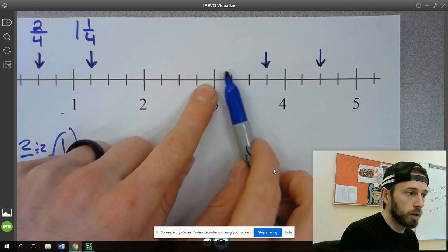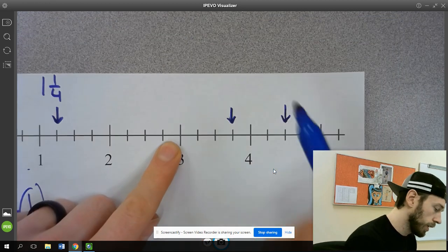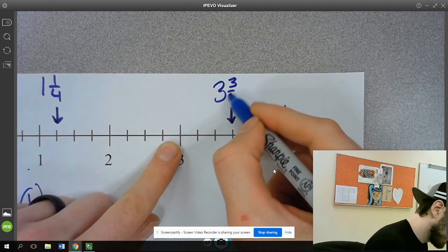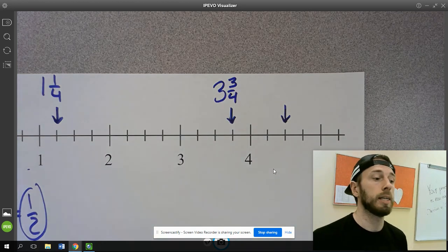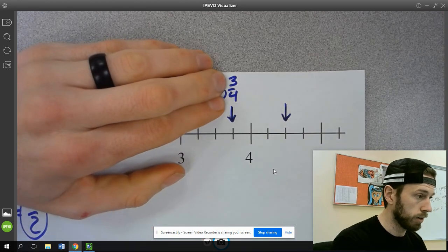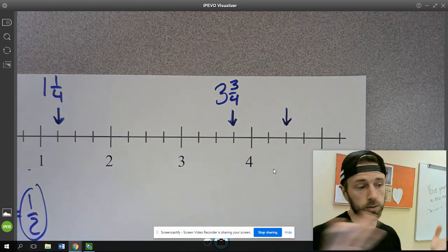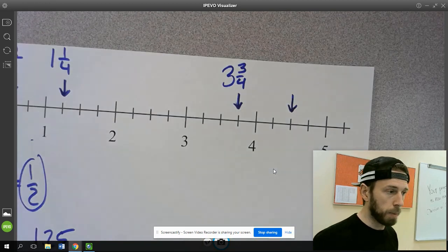3 and these are fourths, so I know it's 3 and 1, 2, 3 fourths. So this one's 3 and 3 fourths. And again, that could be turned into a decimal if you wanted to. Just divide 3 divided by 4, you get 0.75, so we have 3.75. But that's the spot there.